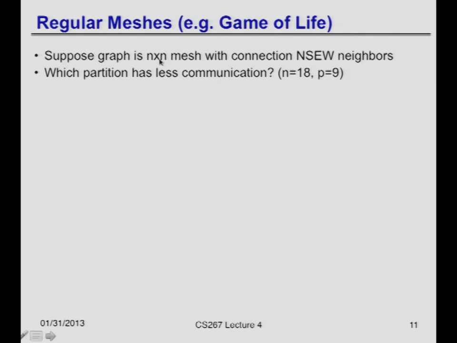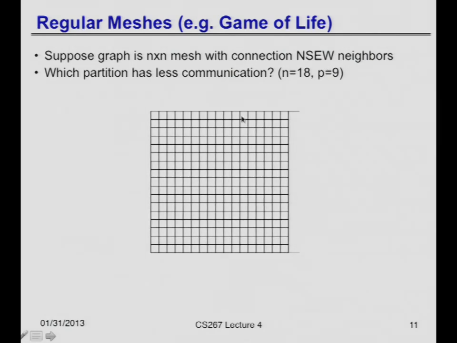So let's suppose I have an n by n mesh, and let's suppose I just need my 4 nearest neighbors: north, south, east, and west. And so here's a picture. Here's my 18 by 18 grid. Each grid point is a grid cell, and I need to talk to my 4 nearest neighbors in order to update myself. And let's suppose I have 9 processors. So I need to divide this 18 by 18 grid evenly for load balance among 9 processors.